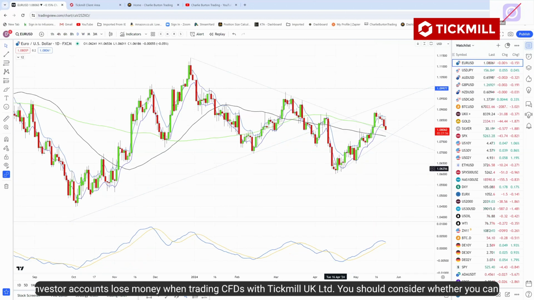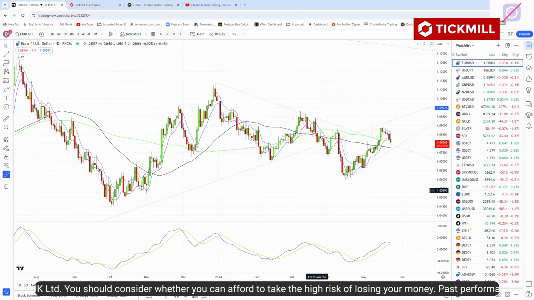There were no divergences for the euro back down at this low. Not every low or every high is going to have a divergence. There were no divergences in the euro down at that low. So there was no divergence at that point.